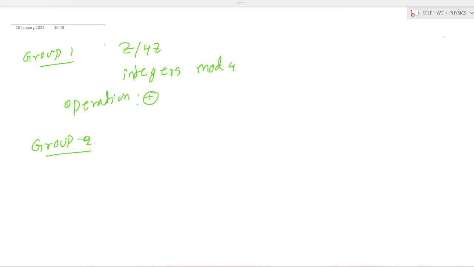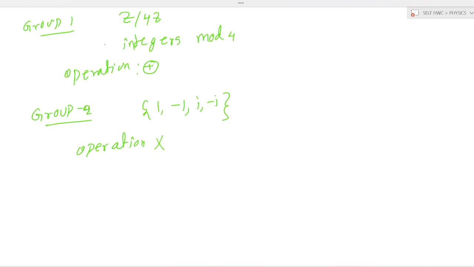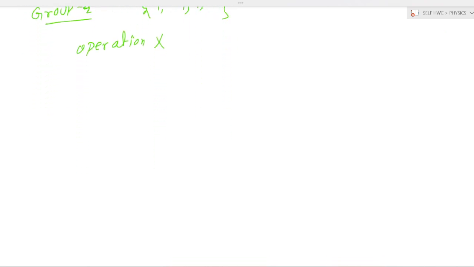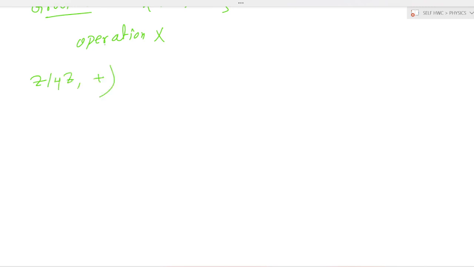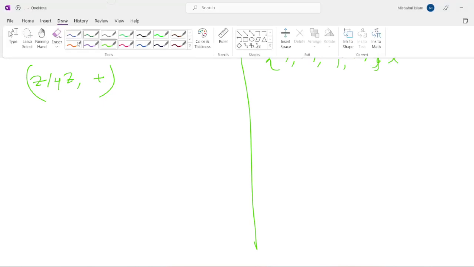Next, group two: 1, minus 1, iota and minus iota, and the operation is multiplication, okay? Example, Z4 with addition, okay? And next, group two is 1, minus 1, iota and minus iota under multiplication, okay? It is multiplication.